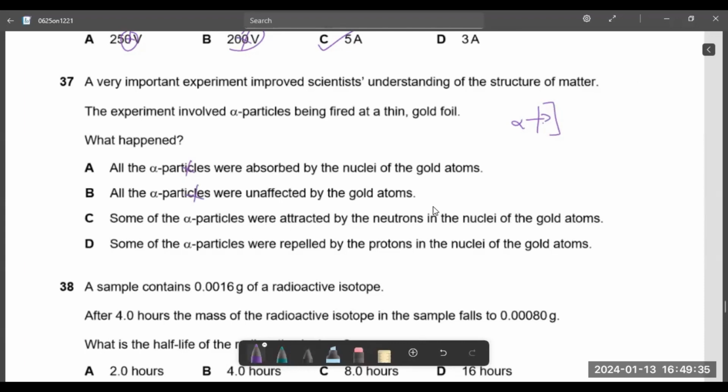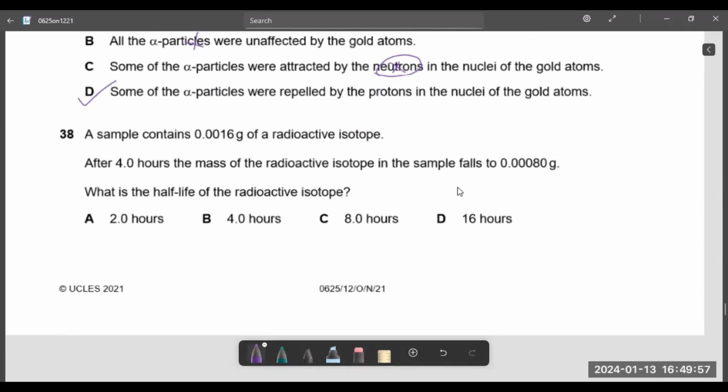Some alpha particles were attracted by neutrons. Neutrons will not attract them as they are neutral, they don't contain any charge. Some alpha particles were repelled by protons. That's right. Some were repelled by the protons. So D is the right option.